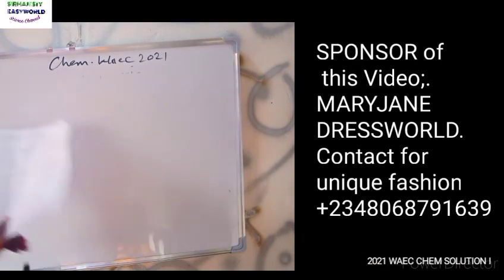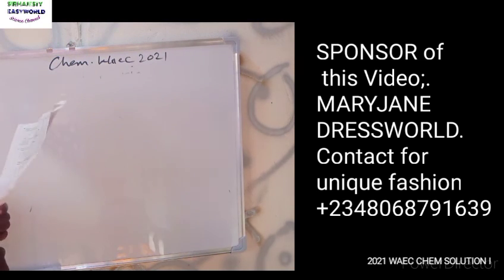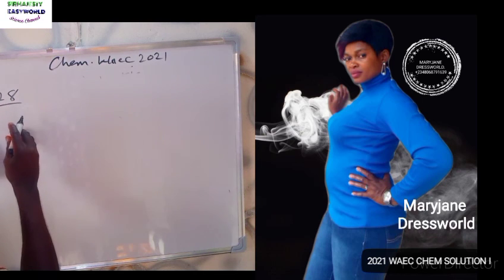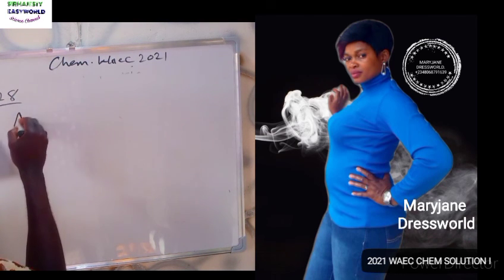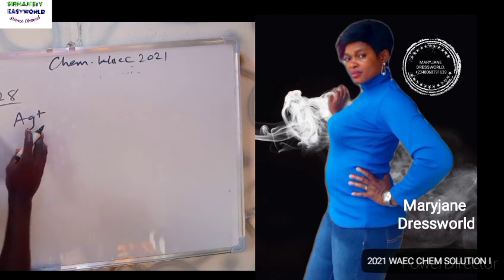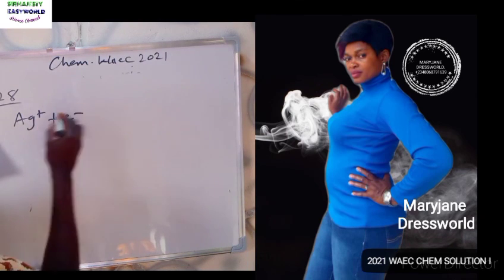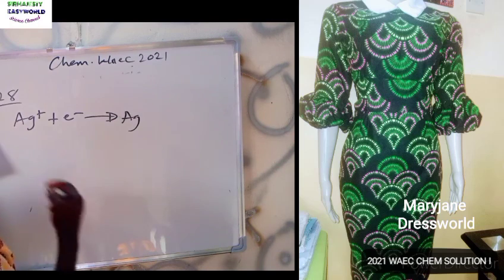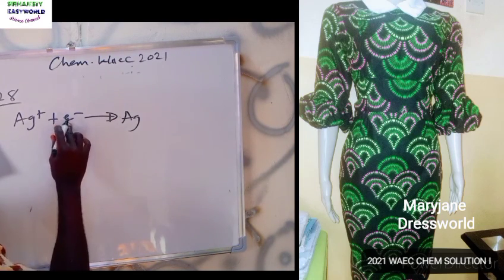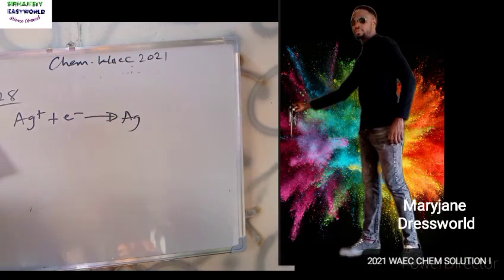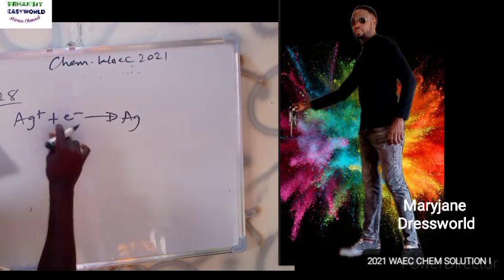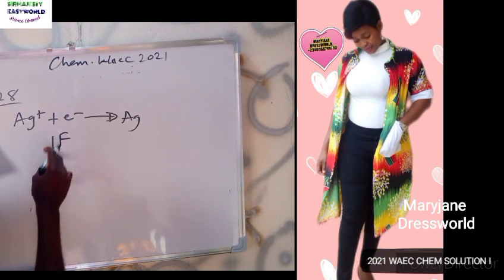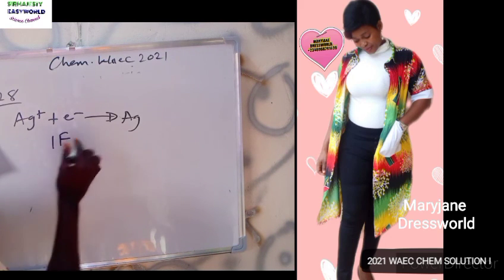How many coulombs of electricity? We are into question number 28. Coulombs of electricity required to discharge silver, and the half cell equation for silver is silver plus e. Whenever you see plus, you add e to give you silver, and that means that 1 mole of electron is required to discharge 1 mole of silver. Then 1 mole of electron will be discharged by 1 Faraday. So 1 e is equal to 1 F. 2 e is also equal to 2 F.